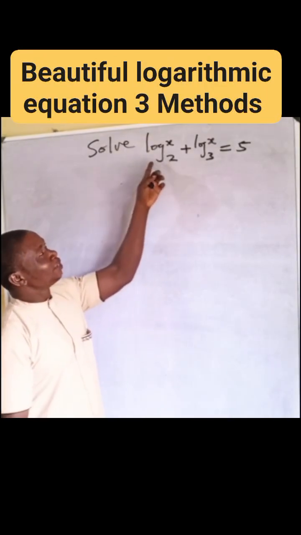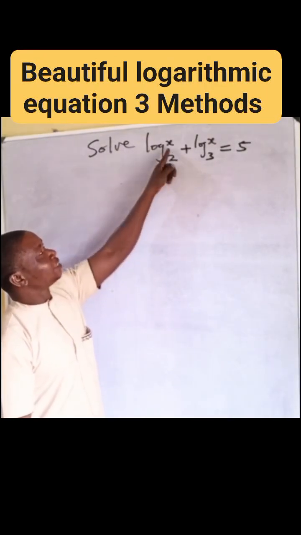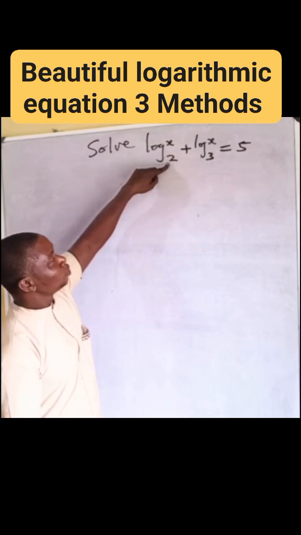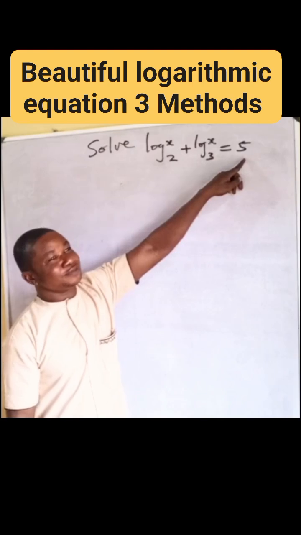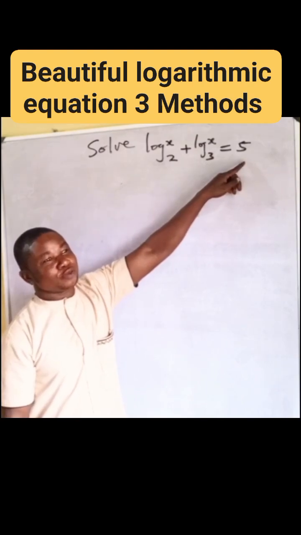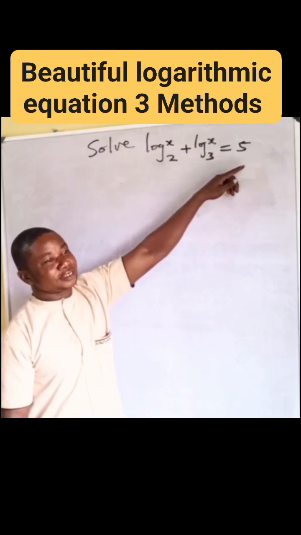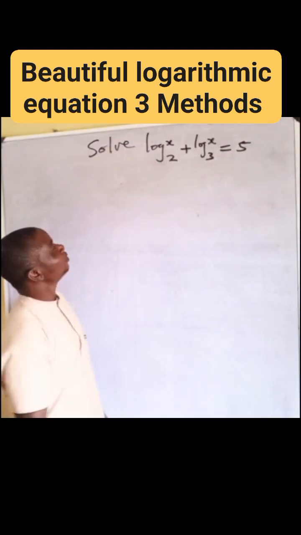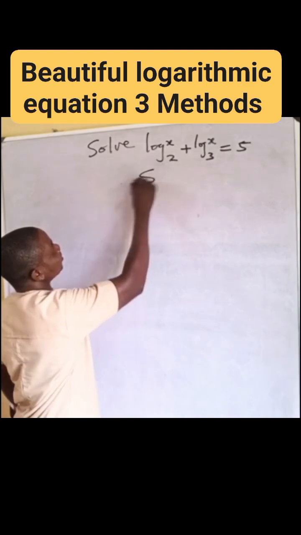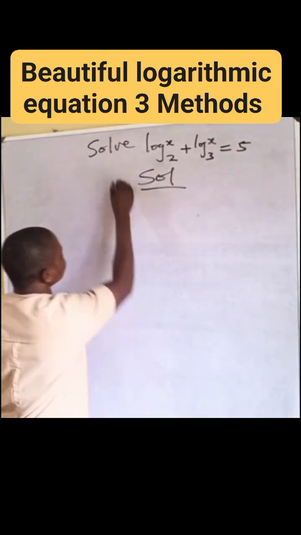We have the logarithmic equation log x base 2 plus log x base 3 is equal to 5, and we are required to solve for the value of x. So let's go and do justice to this. Solution.